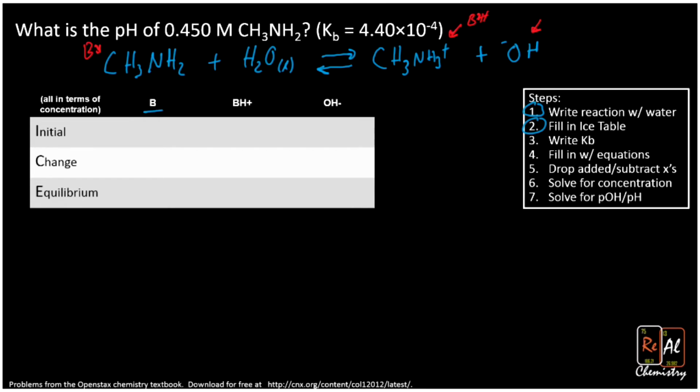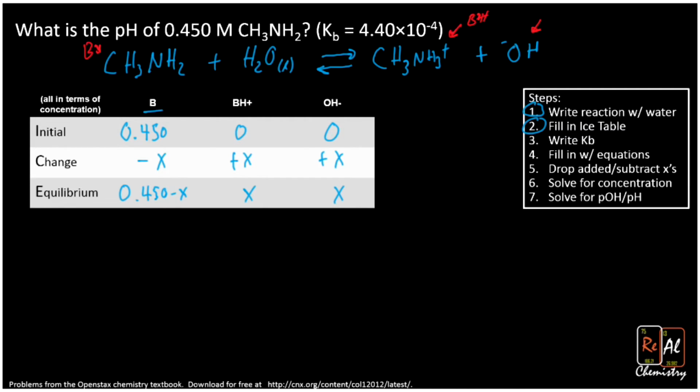So when I think about my initial concentrations, I know that initially, before any of this reaction occurs, I have 0.450 molar methylamine, and I have 0 BH+ and 0 OH-. As the reaction proceeds, the concentration of base drops, and the concentration of conjugate acid and OH- increases. So at equilibrium, I'll have 0.450 minus X of my methylamine, X of my conjugate acid, and X of my OH.